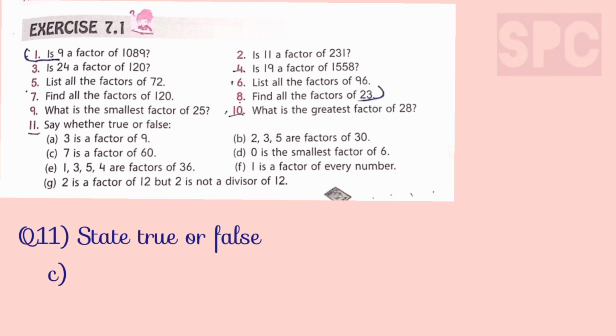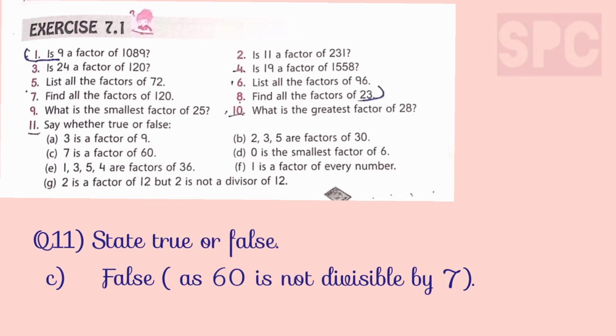C, 7 is a factor of 60. Now as 60 doesn't appear in the table of 7 and it is also not divisible by 7, this is a false statement. 7 is not a factor of 60.